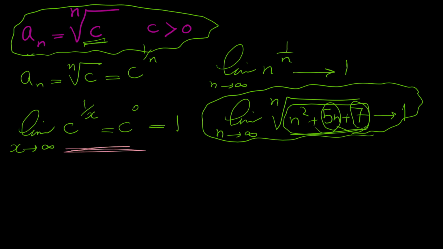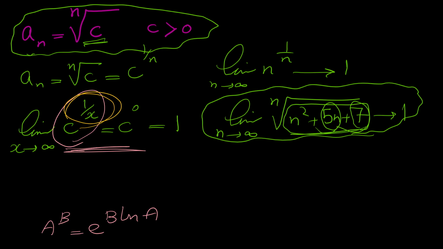Why here we don't need to use the technique that a to the b equals e to the b ln of a? Because for finding this limit, we don't need L'Hopital. It's very straightforward. It's very clear that the limit of c to the power of 1 over x is c to the 0, and it's 1. We use L'Hopital when we have a fraction, and in that fraction the numerator is infinity and the denominator is infinity, but here it is just 1 over infinity, and 1 over infinity is 0. So we don't need to use the L'Hopital rule, and we should not use L'Hopital when we don't need it.